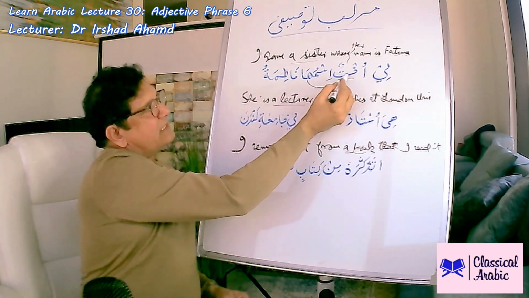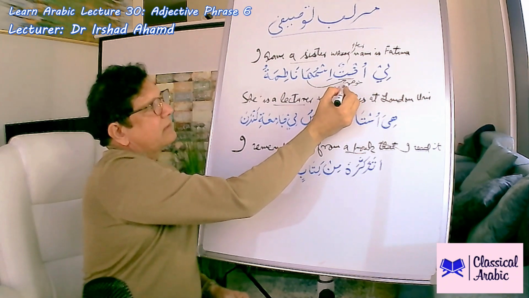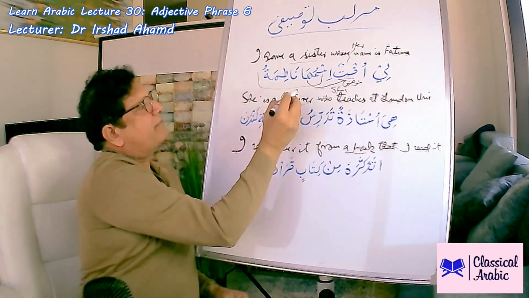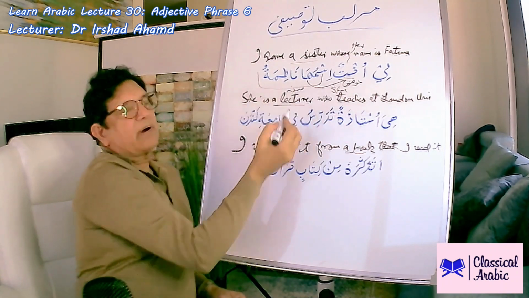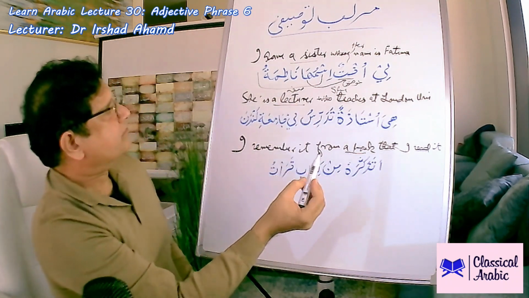So because we are describing this noun, this is our mawsoof, and this whole jumla ismiya becomes our sifa. So mawsoof and sifa combine to make murakkab tawsifi.